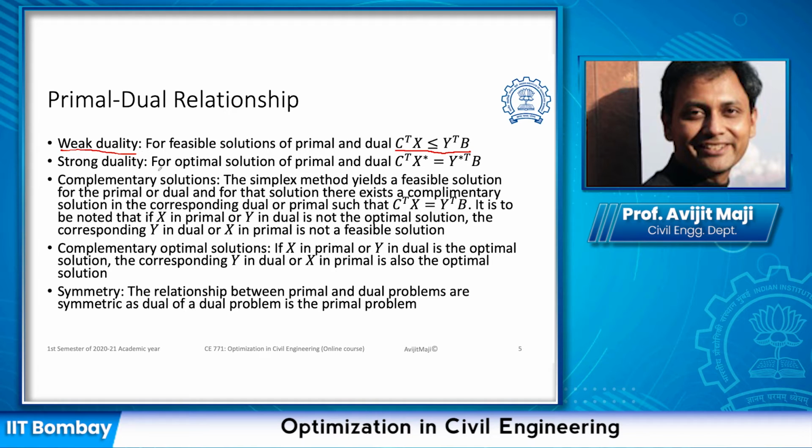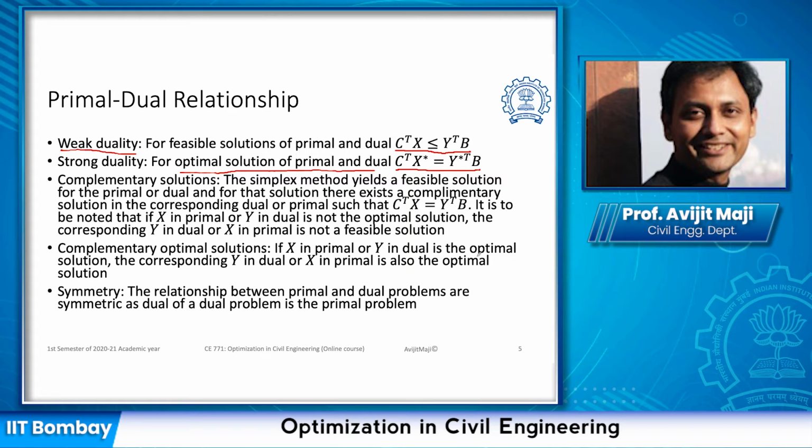A strong duality is the property where the optimal solutions of primal and dual are going to be equal. So this is an extension of the weak duality: when the feasible solutions in both cases are optimal solutions, then the objective function values of the primal and the dual are going to be equal. The third relationship is known as the complementary solution relationship.